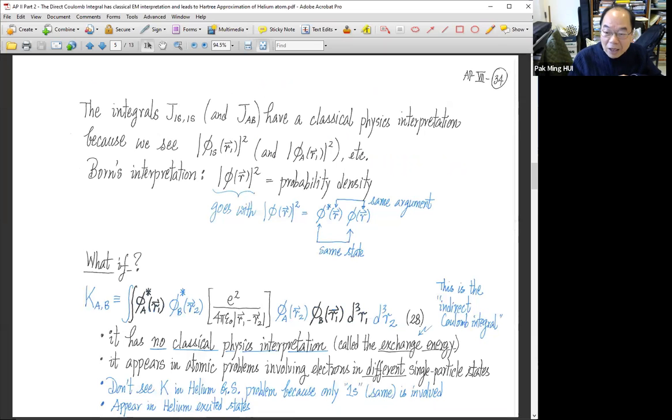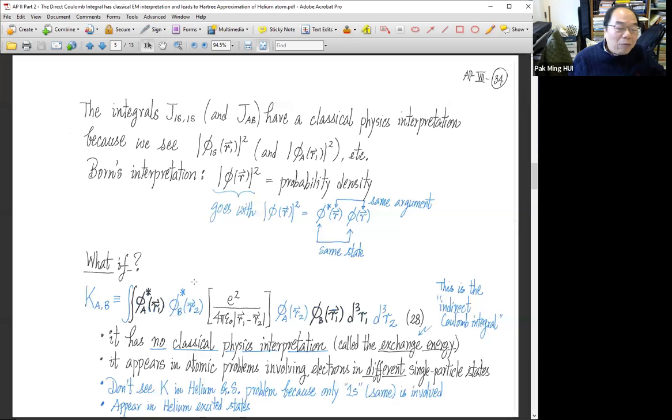What is the indirect Coulomb term? Let's look at why we have this classical interpretation. All in all, we see this thing squared. That is to say, we have two things of the same state, first of all, and they have the same argument, so that they can multiply together to give us this probability density, times minus e, that will be the little bit of charge. So we need this to have this classical interpretation.